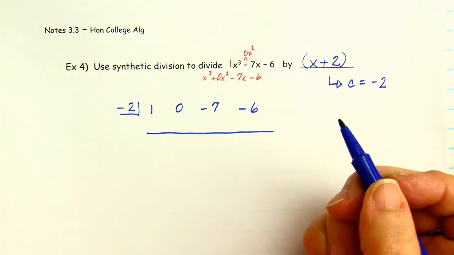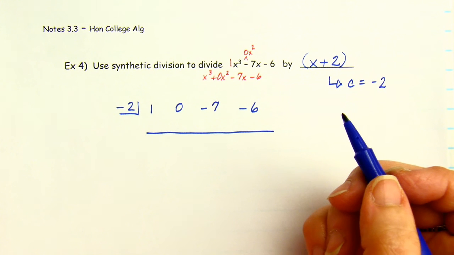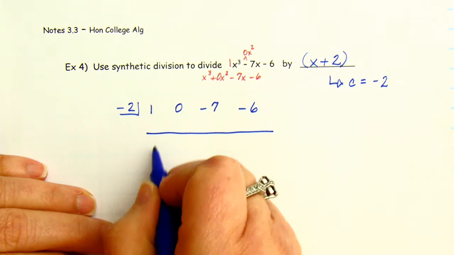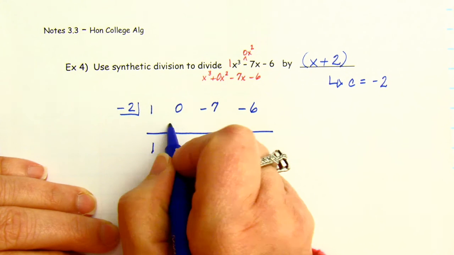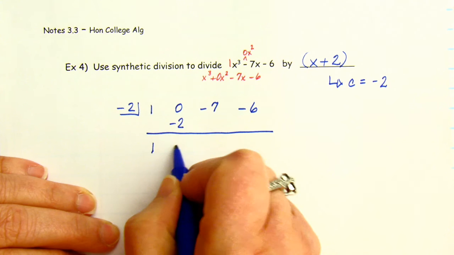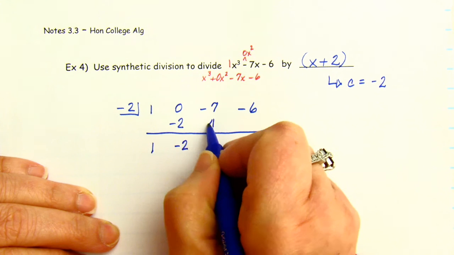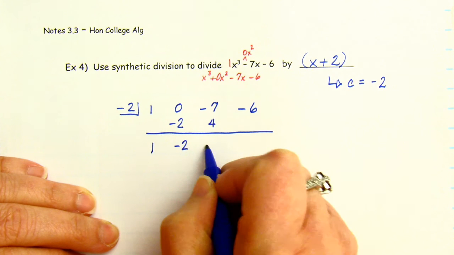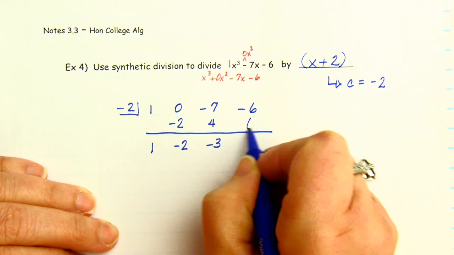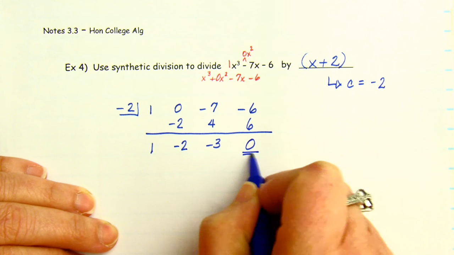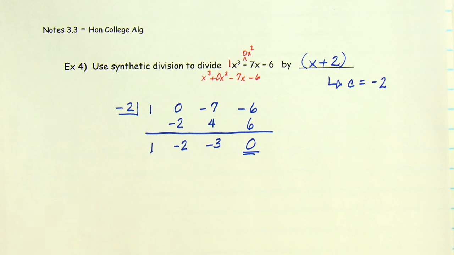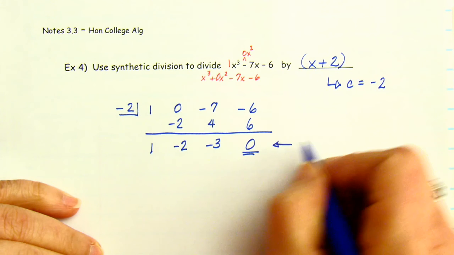All right. The rest of it is pretty straightforward. You drop the first one down. On the diagonal, you multiply. On the straight up and down, you add. Multiply, add, multiply, add. Here we see there is a 0 remainder. Okay, no remainder.